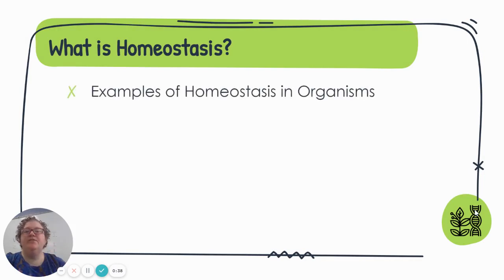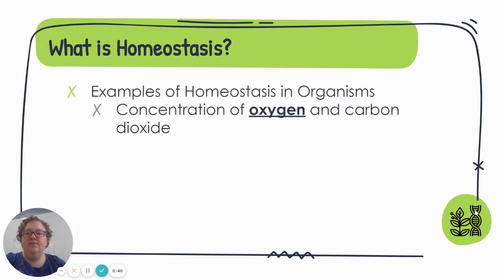So here are some examples of things that are kept at homeostasis in organisms. The concentration of oxygen and carbon dioxide. If your oxygen isn't at homeostasis, that's when you start to suffocate, right? You have to get enough oxygen to your cells. Same with carbon dioxide. That's a waste product. You have to get rid of the carbon dioxide.